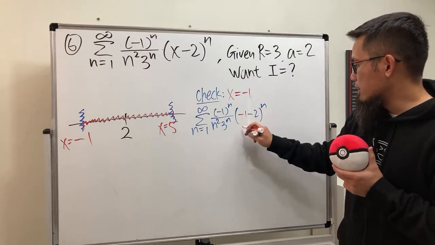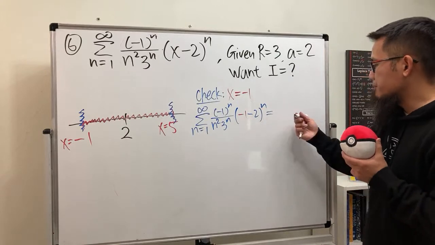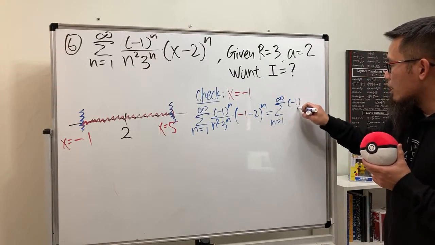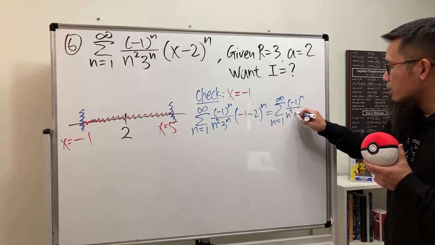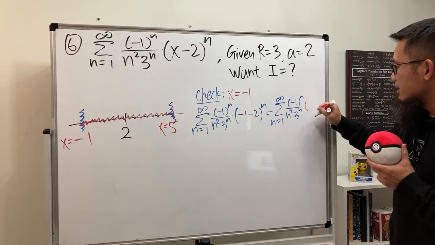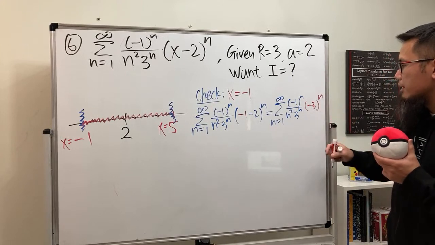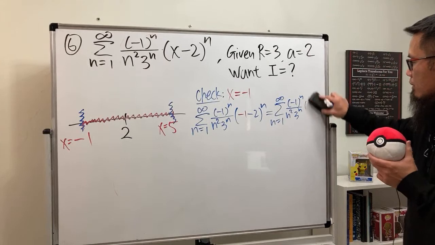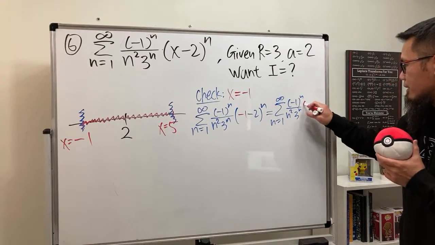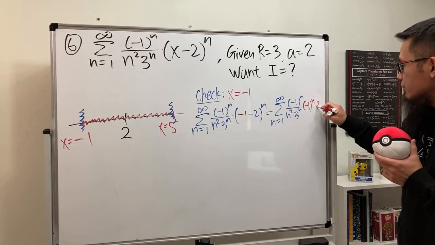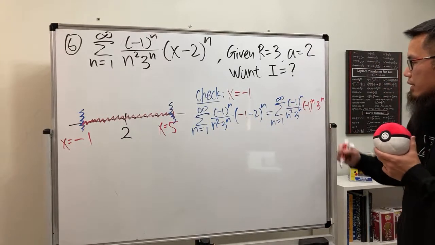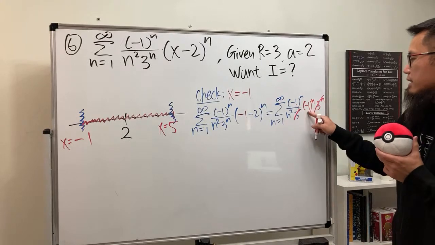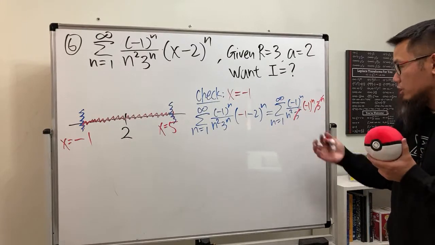Let me write this down. This is the series as n goes from 1 to infinity of (-1)^n over n squared 3^n, and then this is (-3)^n. Well, (-3)^n is the same as (-1)^n times 3^n. Just work that out and you get this. This and that cancel nicely, and (-1)^n times (-1)^n becomes just +1 all the time.